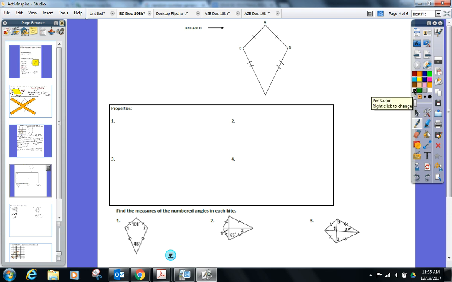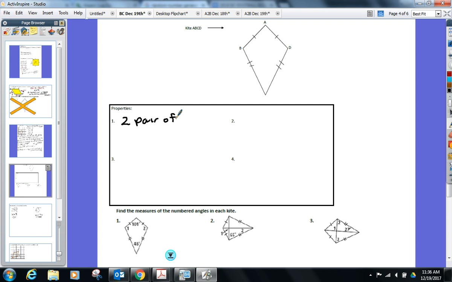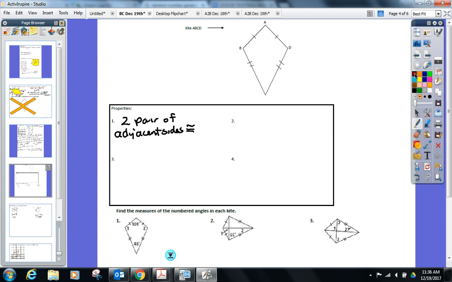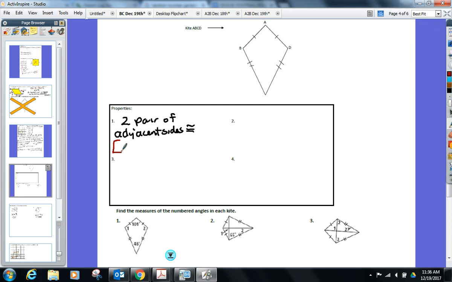It's got two pair of, how can I describe these sides that are congruent? Consecutive, adjacent. All right, two pair of adjacent sides congruent. Please make a note right underneath here. Because listen when I say this, guys: two pairs of adjacent sides congruent.